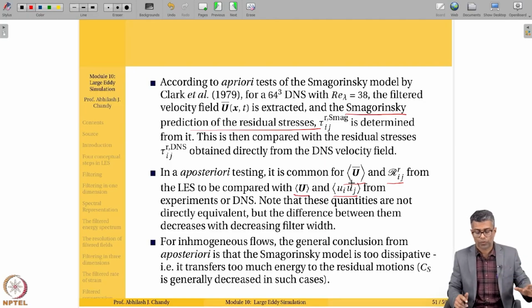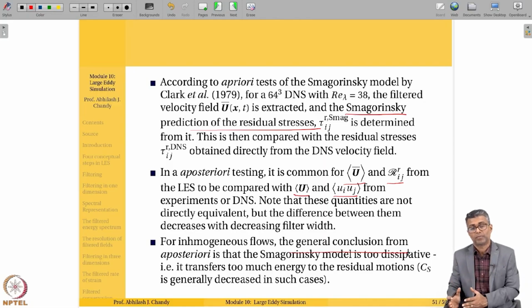Now for inhomogeneous flows, the general conclusion from a posteriori is that the Smagorinsky model is too dissipative because it transfers too much energy to the residual motions. And so essentially, using the Smagorinsky model, the LES equations are solving a much lower Reynolds number than the one that we are actually trying to model.